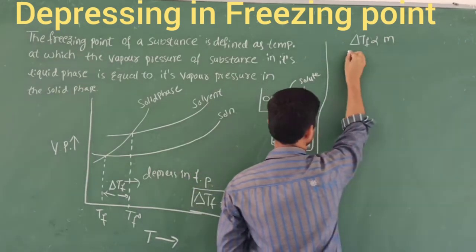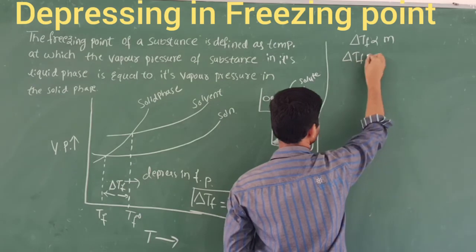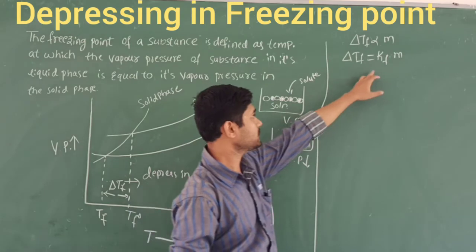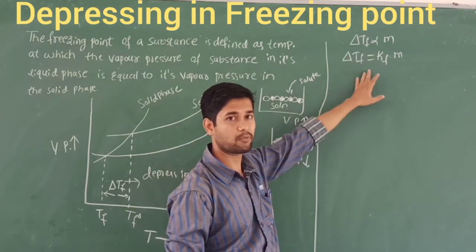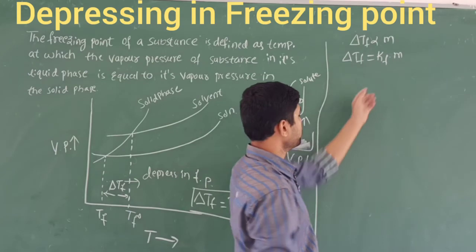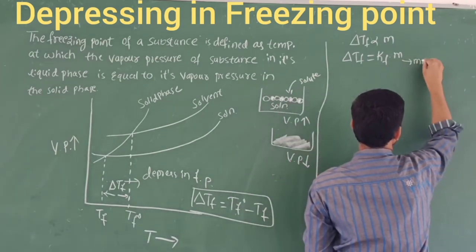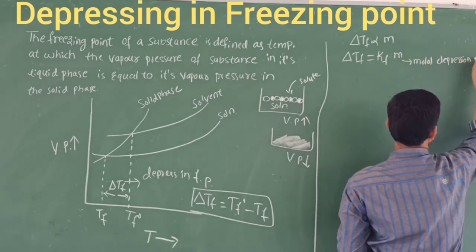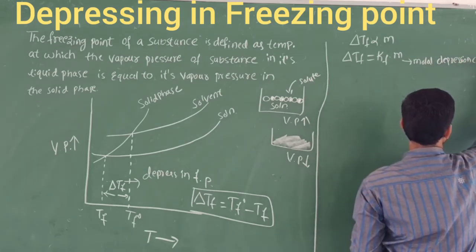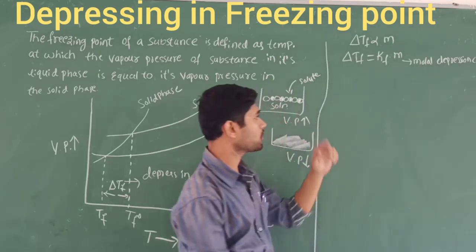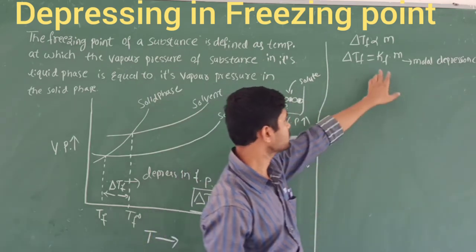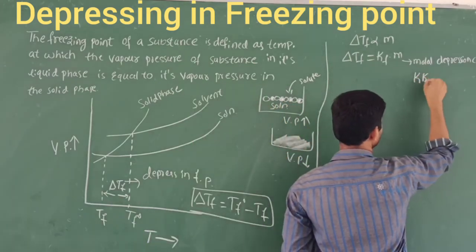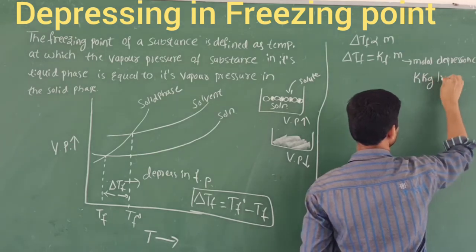So in order to remove this proportionality, delta Tf is equal to Kf into m, where on that side you wrote Kb, right? That is called molal elevation constant of the boiling point. Here this Kf is called the molal depression constant. The unit will be the same as that of boiling point also.